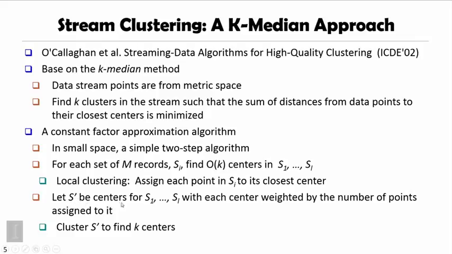Let S prime be the centers found so far, with each center weighted by the number of points assigned to it. Simply put, you not only register points, but you also register weights, because each point could be a summary of many online data stream points. Then we take these centers from S sub 1 to S sub l. We will use this S prime to do further clustering to find k centers.